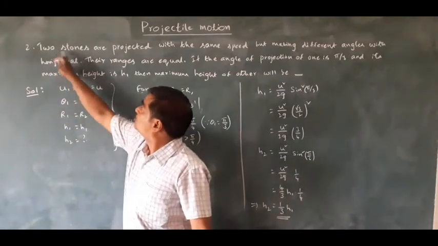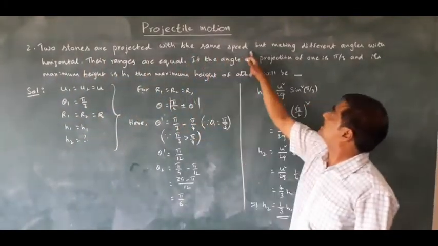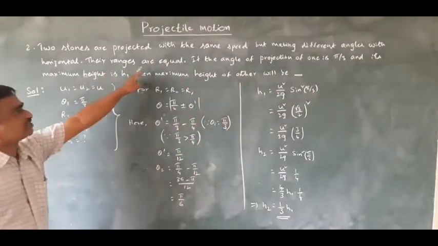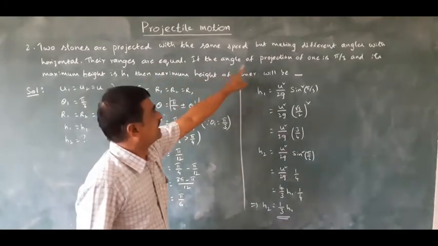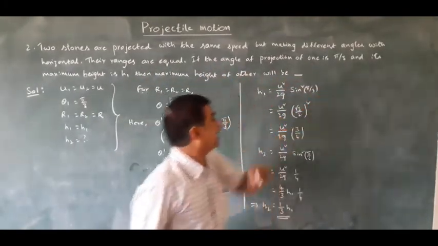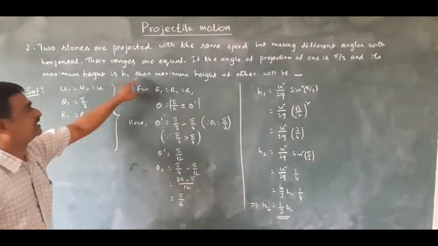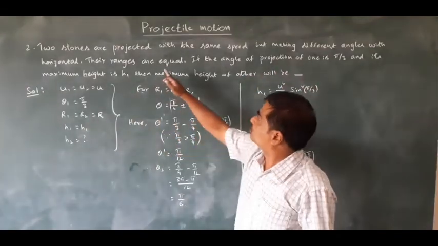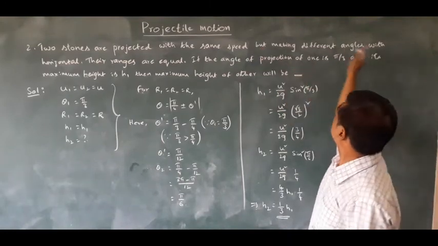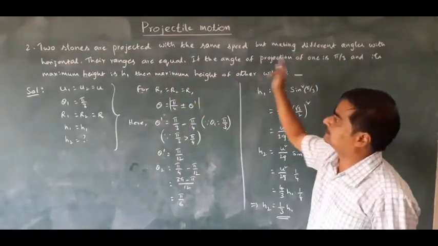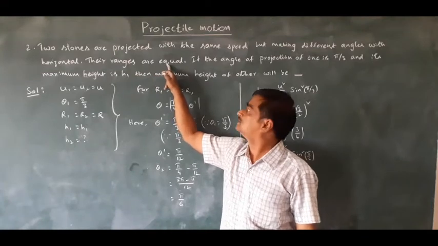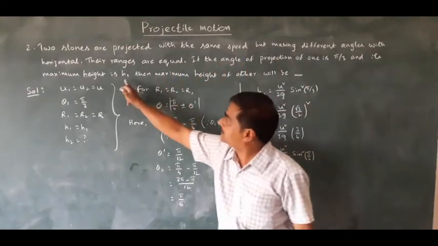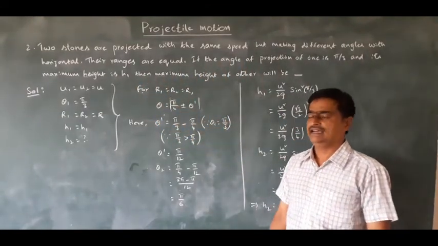Next one. Two stones are projected with the same speed but making different angles with horizontal. Their ranges are equal. If the angle of projection of one is pi by 3 and its maximum height is h1, then what is the maximum height of the other? That is, two bodies are projected with the same speed but making different angles, so that they are going to have the same range. If one of the angles of projection is pi by 3 and its maximum height is h1, then what is the maximum height of the second body?